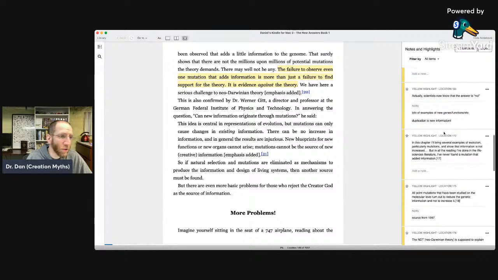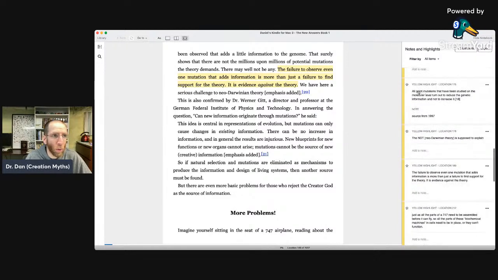Also, a thing I forgot to mention is that the source for the claim that all point mutations reduce genetic information is from 1997. That's from before we sequenced the human genome. I just want to point that out because, please, be up to date in your research. This book was from 2006, so it's less out of date than it is now, but that's still really out of date. Should be using up-to-date research here.